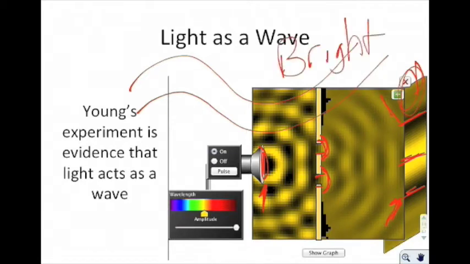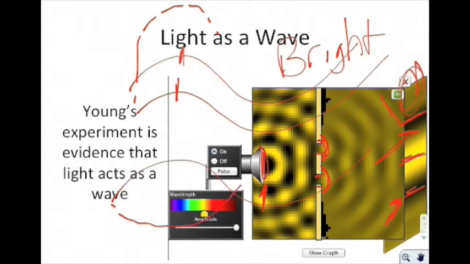And the reason why it would produce a bright spot is if you have a peak and a peak overlap, those waves add together and get larger. And likewise, these dark spots are caused by the fact that when you have a light wave overlap with a light wave, these two overlap and they cancel each other out. The absence of light produces the dark spot.